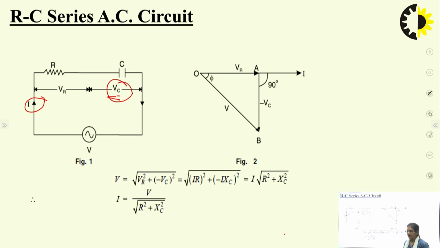So I may say that V is equal to the phasor addition, that is, square root of VR square plus VC square. Once again, VR is equal to I into R, whole square, plus I into XC, whole square, or V is equal to I times the square root of R square plus XC square, where the square root of R square plus XC square gives me the impedance of the circuit. If you see, V is equal to I into Z. So for an RC series circuit, the impedance of the circuit is given by the square root of R square plus XC square.